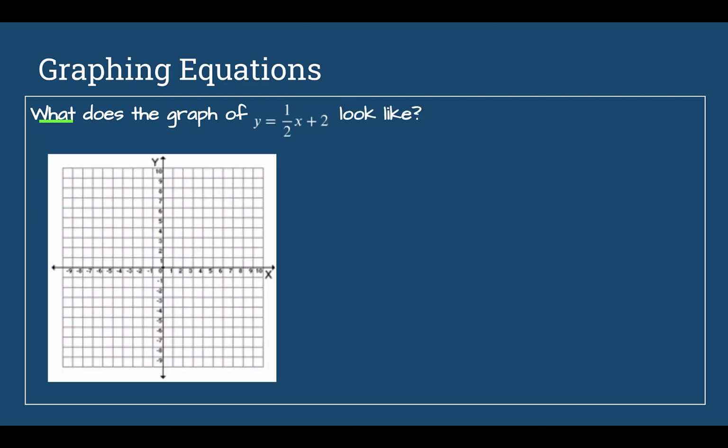Now it's your turn. Pause the video and graph y equals 1/2 x plus 2, so we can see what that looks like. Check your answers. Your y-intercept should have been at plus 2, and it's going up 1 over 2 each time. So your line would look like this.